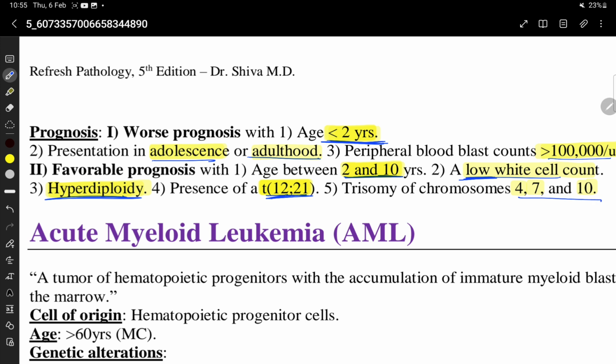Favorable prognosis of ALL includes age between 2 to 10 years, hyperdiploidy, presence of translocation 12, 21, a low white cell count and trisomy of chromosomes 4, 7 and 10. Worse prognosis if the age is less than 2 years, presentation in adolescence or adulthood, and the peripheral blood blast count is greater than 1 lakh per microliter.